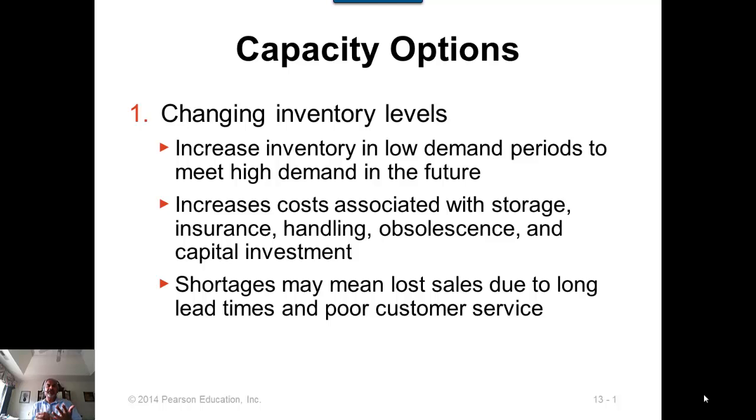Well, this increases several costs, of course, inventory related costs. You have to have storage, you have to have insurance, and all the holding costs that we discussed in inventory chapter 12 would now go up. So that is the problem with this approach. Now, shortages may mean lost sales due to long lead time and poor customer service, because what if the inventory that you built up is not sufficient? So that's another problem. But of course, the benefit is that you're able to maintain a constant workforce, a stable environment for production.